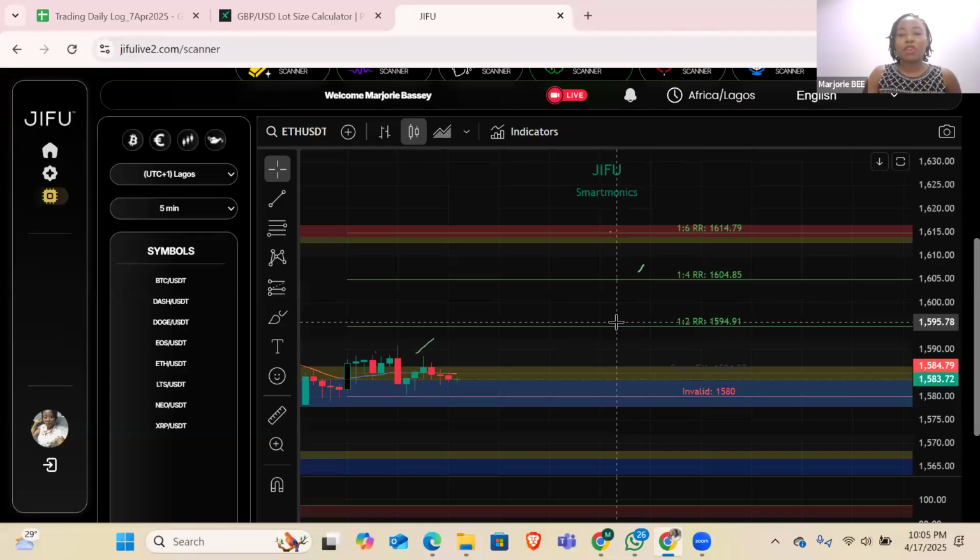And then if your trade hits the second profit level, that's 1 to 4 RR, that means you're making 4 times what you would have lost. That is $40 on that trade idea if it hits that profit level. And if it hits this one here, the 1 to 6 RR, you're making 6 times what you would have lost. A single trade.